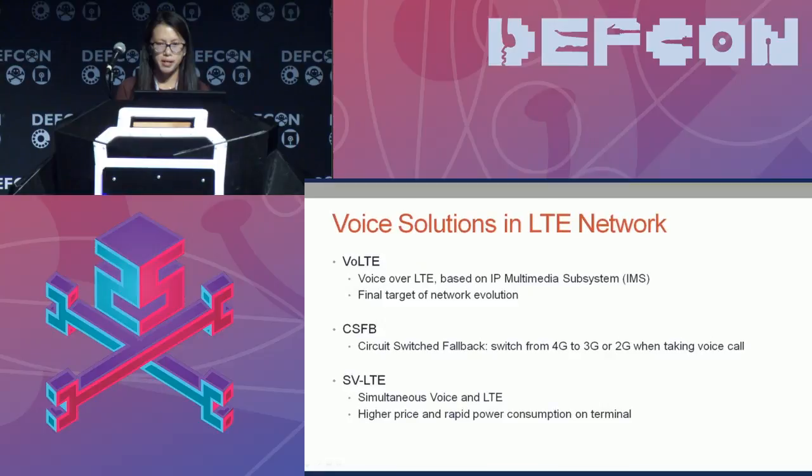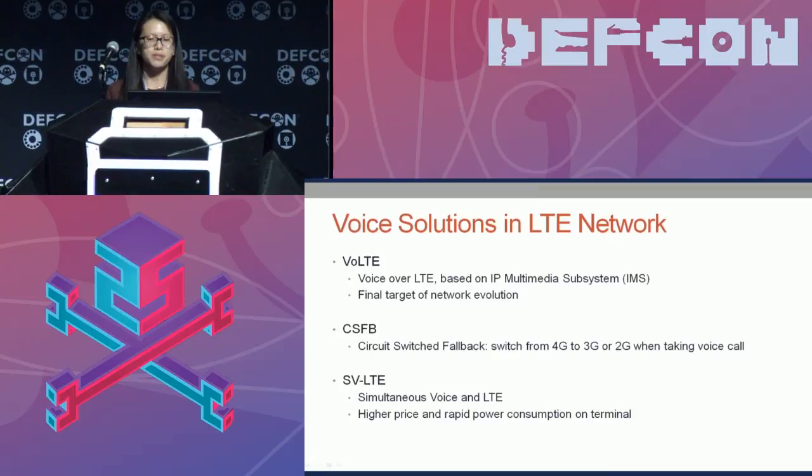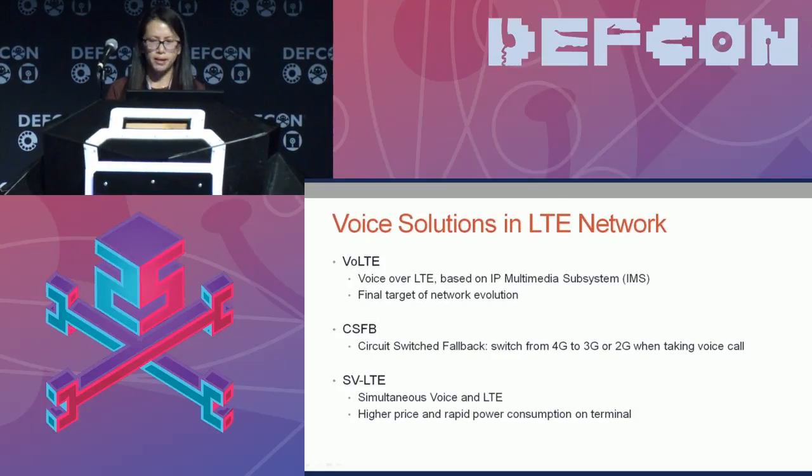The second solution is the case we discuss today: CS fallback, circuit switched fallback. It means when a subscriber takes a voice call, the cell phone has to switch from 4G to 2G or 3G. The third solution is simultaneous voice and LTE. The cell phone keeps two connections simultaneously, one in 4G and the other in 3G or 2G. This solution has a higher price and more rapid power consumption on the terminal because it has two baseband chipsets running.